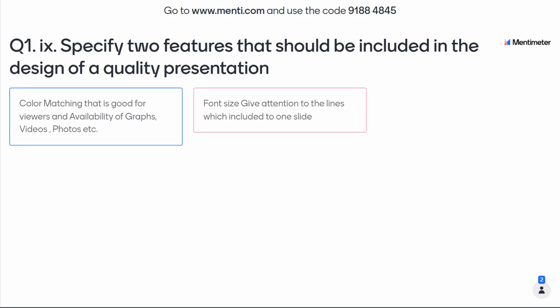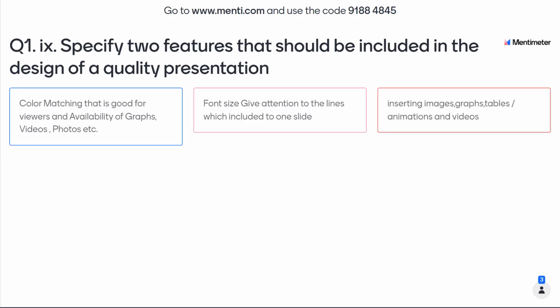Yes, color matching. Sometimes we say the color theme or design should be consistent. And you can use graphics, videos, photos to improve. Remember, the number is important. You have to use a suitable number of images, pictures, tables, and charts.